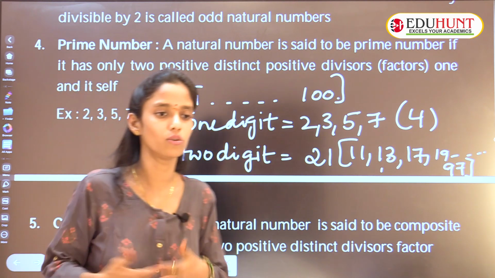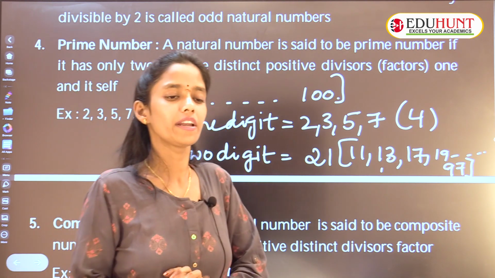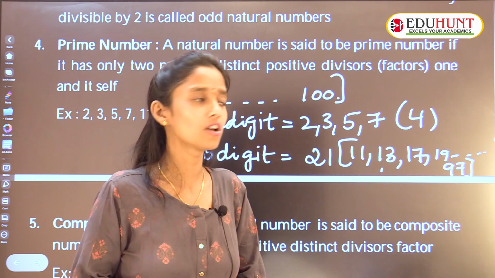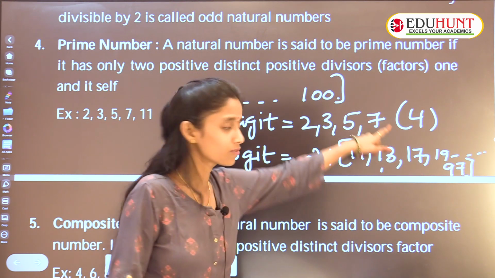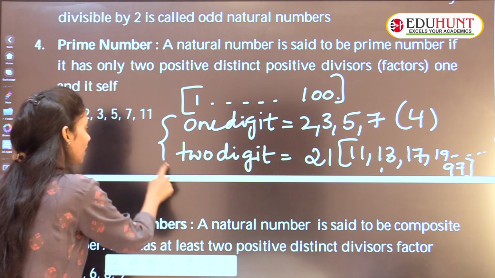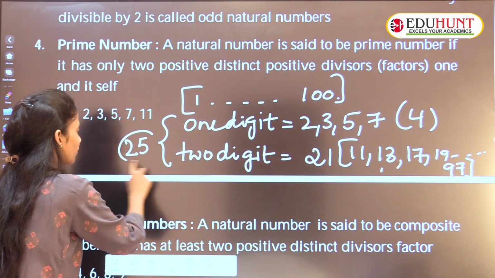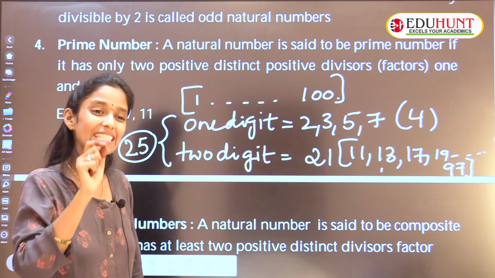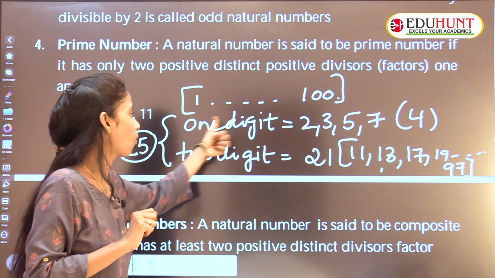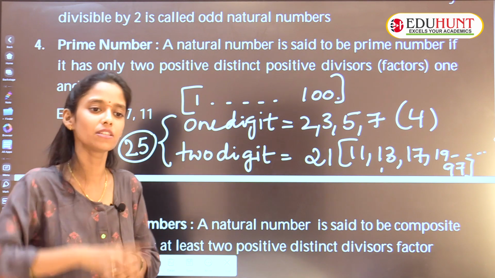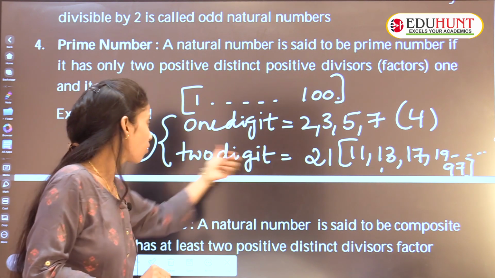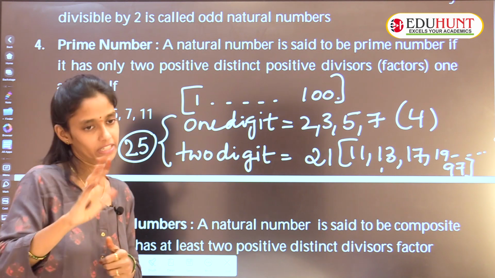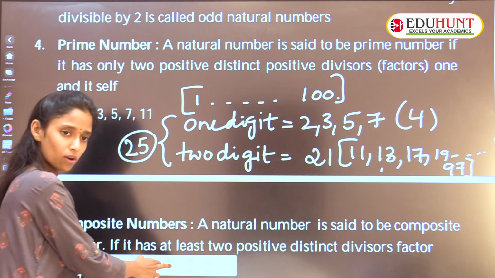Suppose suddenly they ask you, from 1 to 100, how many prime numbers do we have? Overall 21 plus 4, 25 prime numbers we have. Okay. They may ask how many single-digit ones. One-digit prime numbers, we have 4, and 2-digit prime numbers, we have 21. Okay. I think it's clear to all of you?